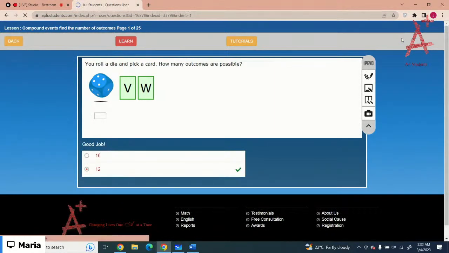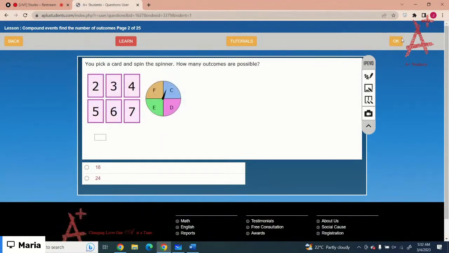Okay, the next one is you pick a card and spin the spinner. How many outcomes are possible? So how many cards do you have? Six cards and four outcomes on the spinner. So the total outcomes are 6 times 4, yes, it is 24. So the total outcomes are 24.